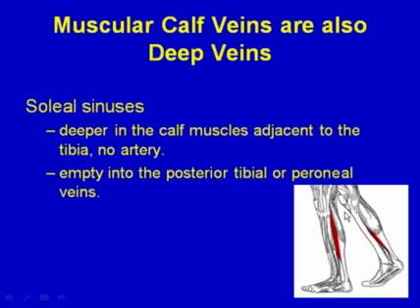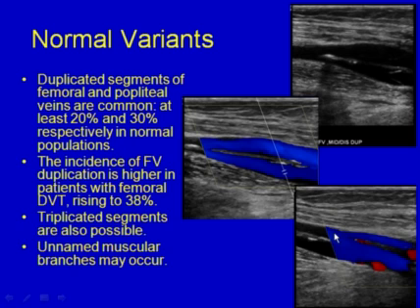The soleal sinuses are in the soleal muscle, and they're in the deep muscles, which are adjacent to the tibia. There's no paired artery here, and they will empty into either the posterior tibial or peroneal veins. These are fairly small. There are some normal variants to be aware of.